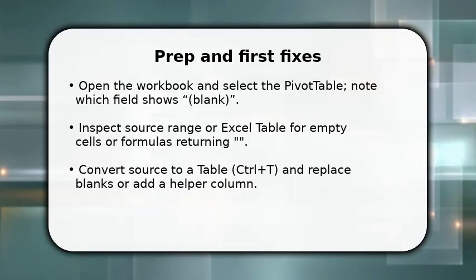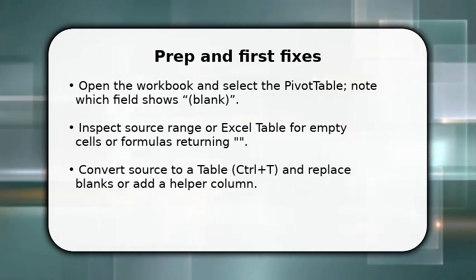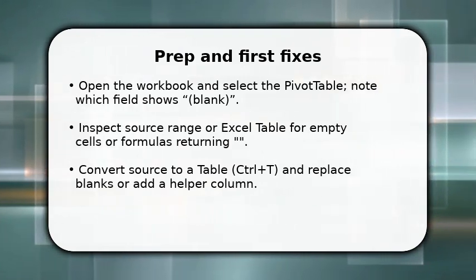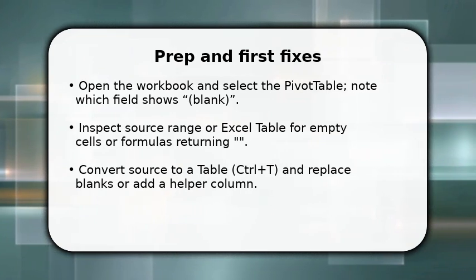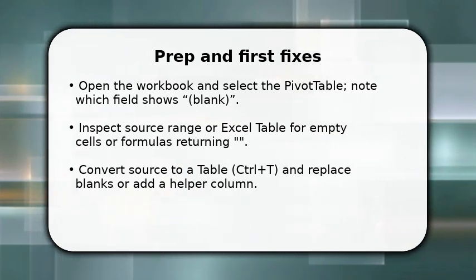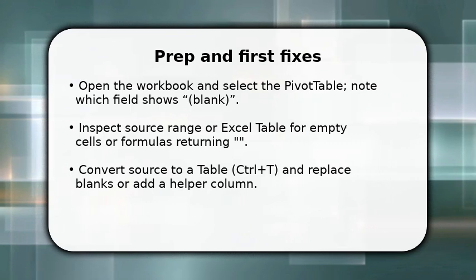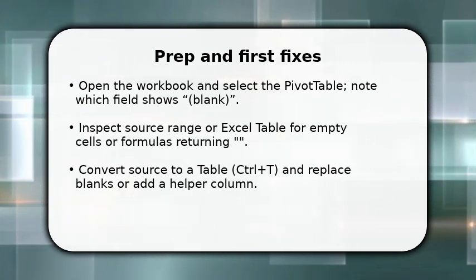You start by opening the workbook and selecting the pivot table that shows the blank entries. First, check the pivot source range or the Excel table for truly empty cells or formulas returning an empty string. These cause the pivot to show blank.